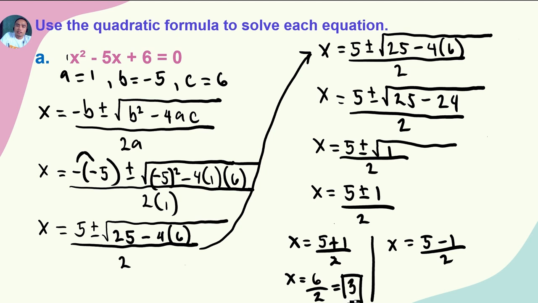So the first root is 3. Next, we have x equals 5 minus 1 is 4, divided by 2 is 2. So we have the two roots, 3 and 2.